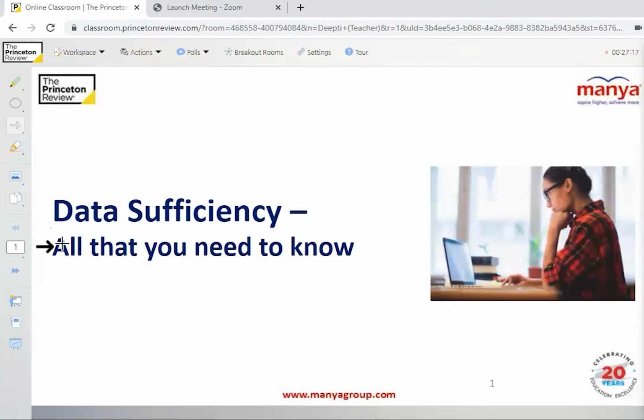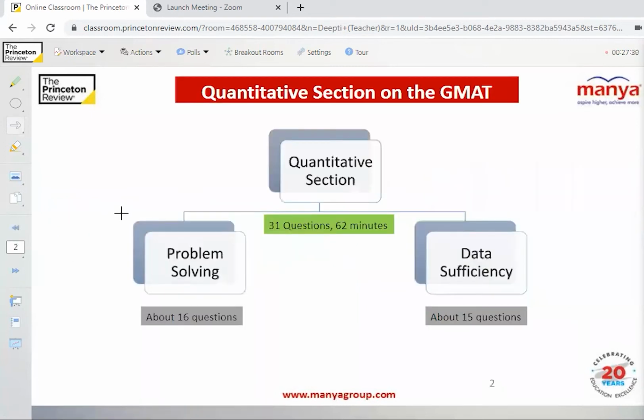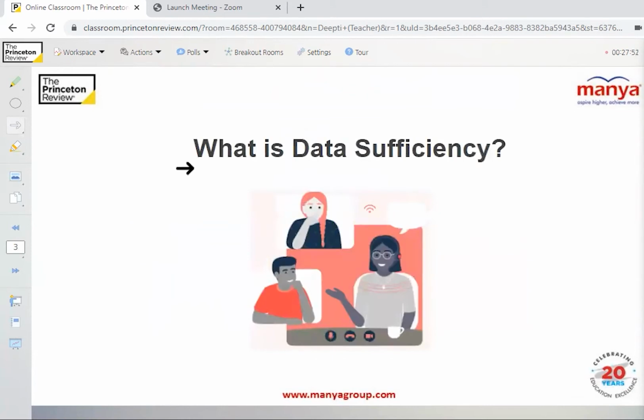So in today's video, we are going to discuss all that you need to know about data sufficiency and the points you need to keep in mind while solving data sufficiency questions. So let's start. The quantitative section of the GMAT consists of two types of questions, problem solving and data sufficiency. You are going to see 31 questions and you are provided 62 minutes to solve them. You are going to see about 16 problem solving and about 15 data sufficiency questions on the GMAT exam. We are going to discuss data sufficiency today.